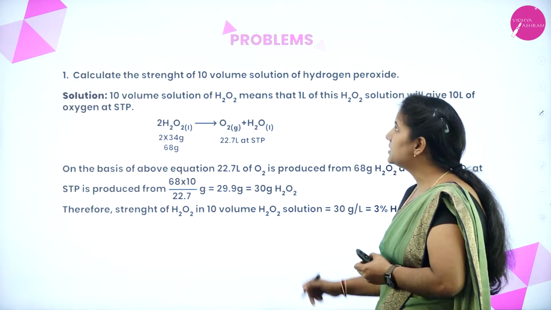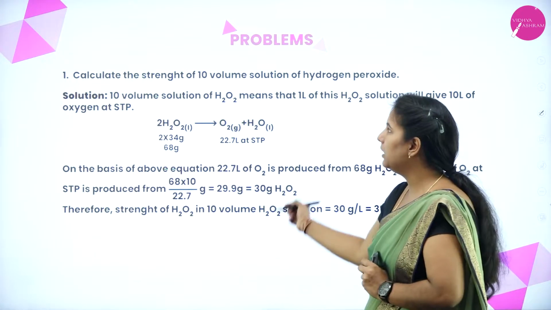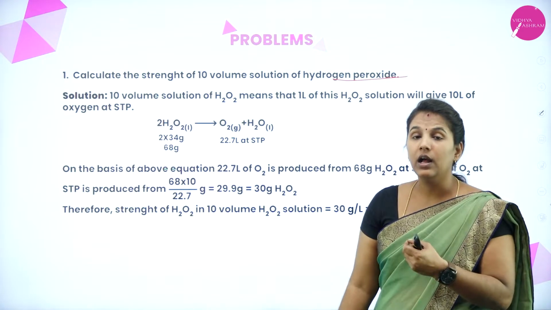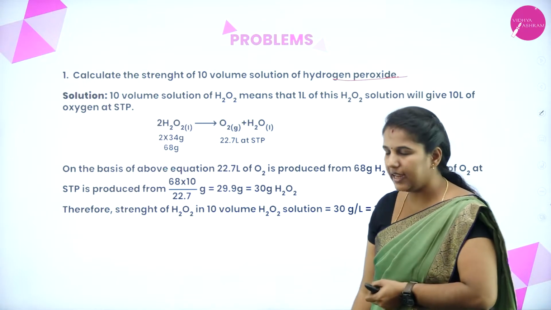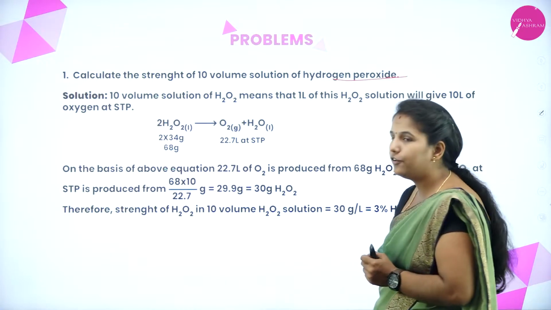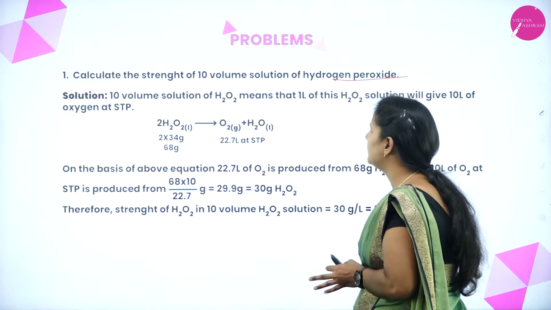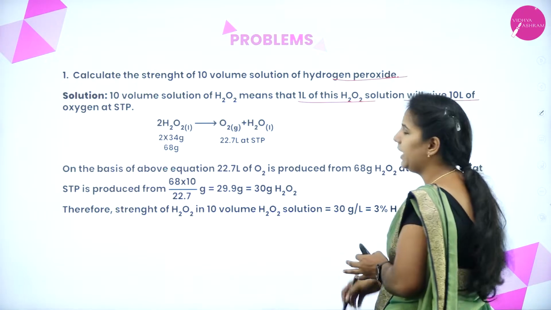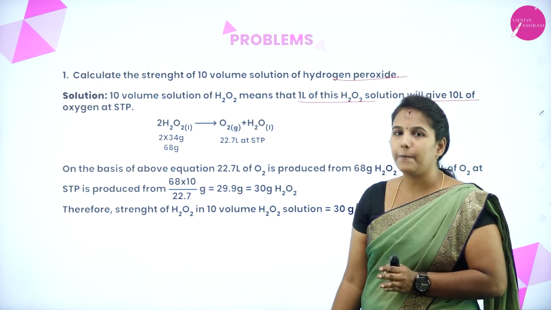Okay. Next, we have a small calculation to understand how to prepare 10 volumes of hydrogen peroxide, or we can say how to calculate the strength of 10 volumes of hydrogen peroxide. Let's see now. Calculate the strength of 10 volume solution of hydrogen peroxide. Here, the 10 volume solution of hydrogen peroxide means 1 liter of this hydrogen peroxide solution will give 10 liters of oxygen at STP, that is standard temperature and pressure.